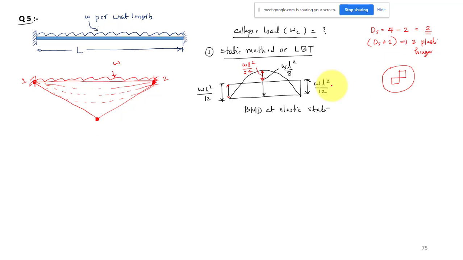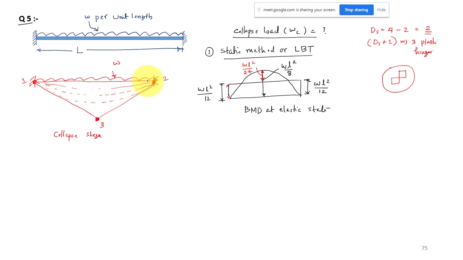That stage will be called the collapse stage, or the mechanism. Only then will your structure fail. So two hinges are not sufficient to cause the failure of this beam, because it is indeterminate to degree 2. So we need three plastic hinges. That does not mean that all three plastic hinges will form simultaneously. It will not be like that.